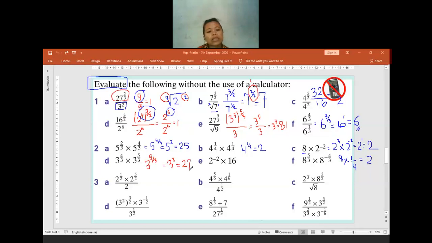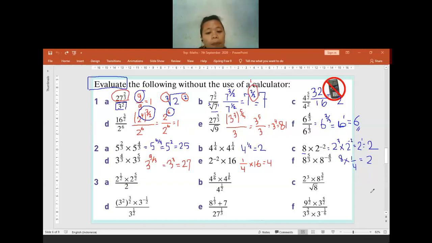For question E, we have 2 to the power of negative 2 times 16. Okay, I will follow you. I change 2 to the power of negative 2 into a fraction. So it will be 1 per 4. 1 per 4 times 16, the answer will be equal to 4. Is there anyone having any confusion so far? No? Okay.